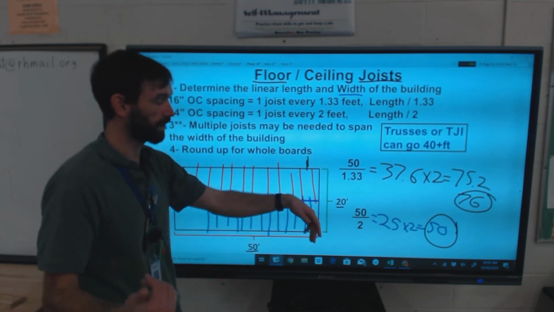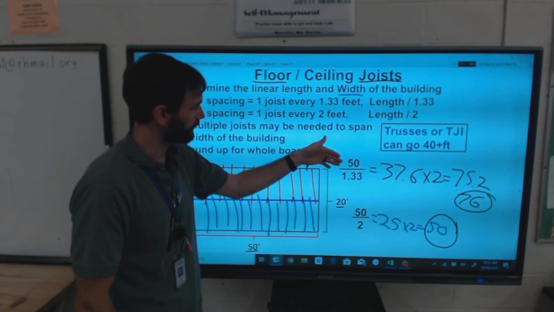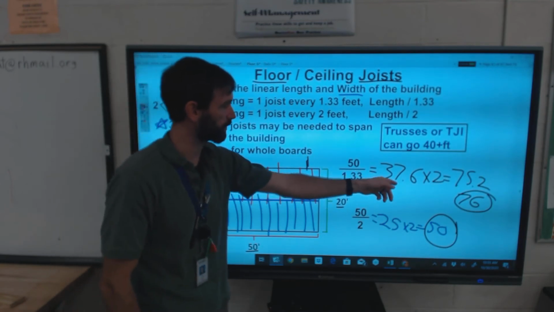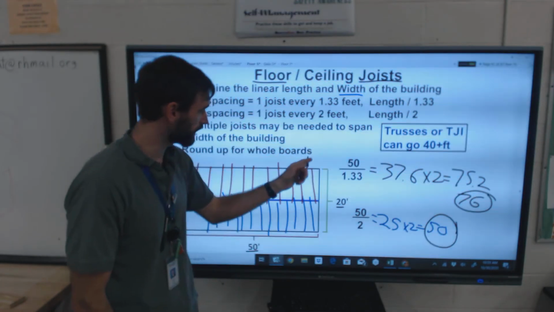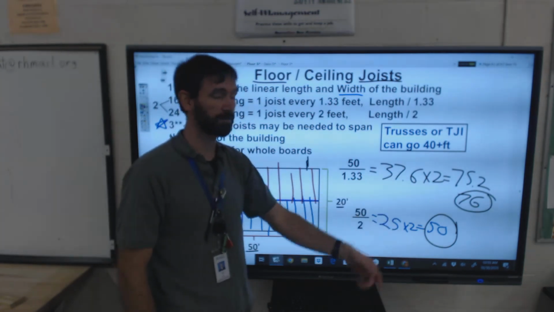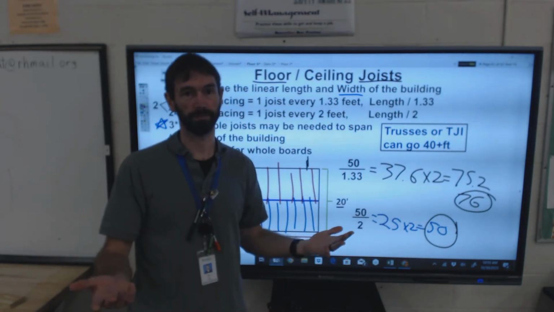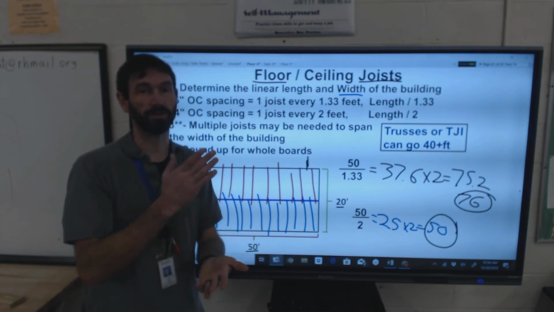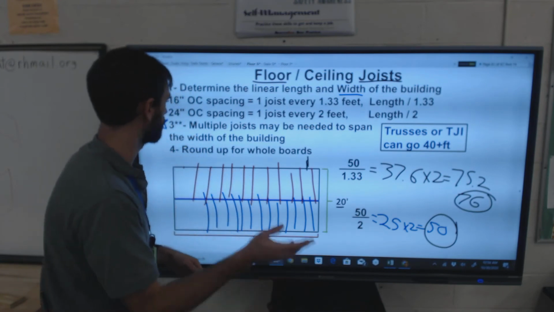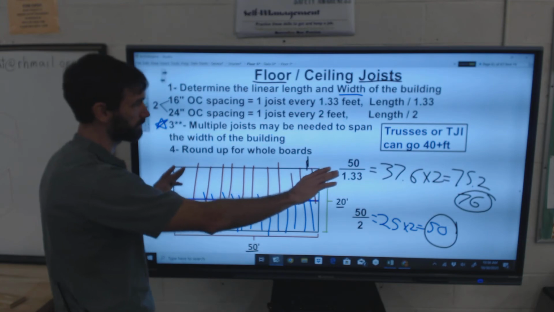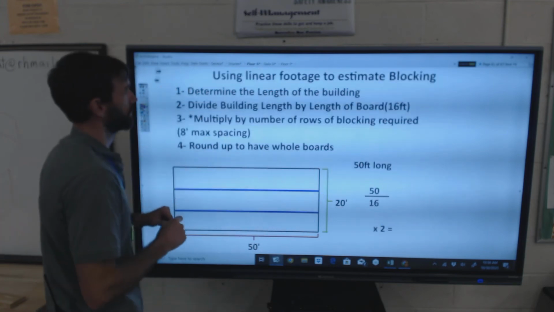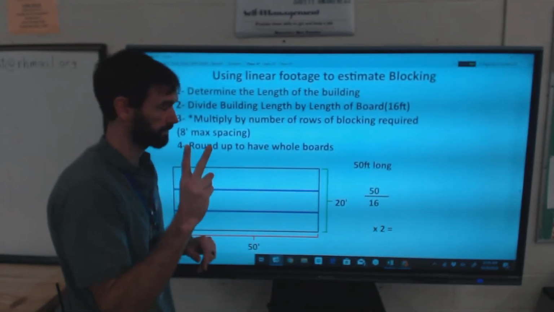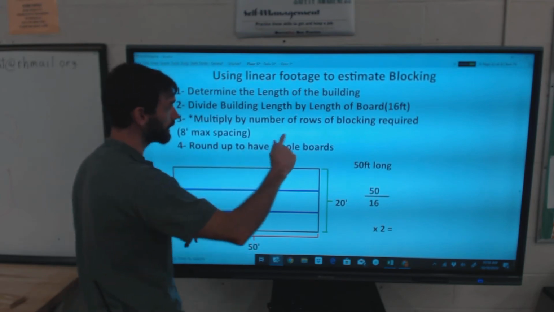So if you wanted them 16 inches on center, 50 divided by 1.33 is 37.6. And since you don't need multiple sets, you'd round up, you need 38. That's it. It also saves a whole lot of time, not just in materials costs, but in labor. All right, you should have that by now. Okay, 2 more things. 2 more to go. All right, blocking is next.